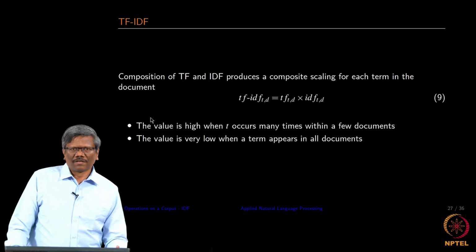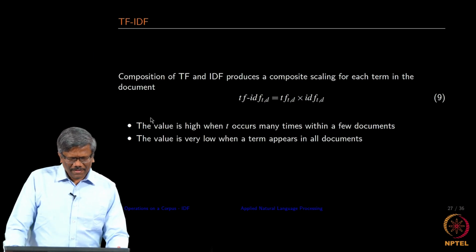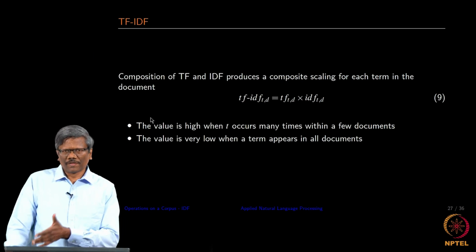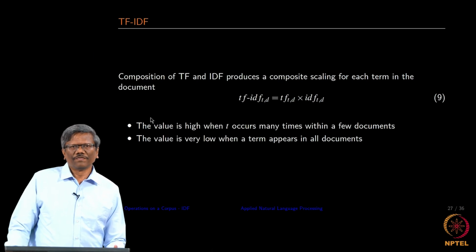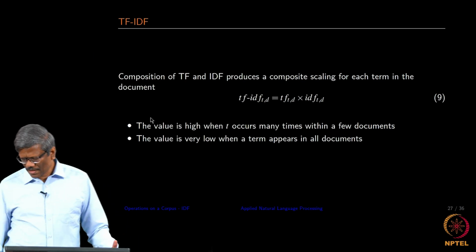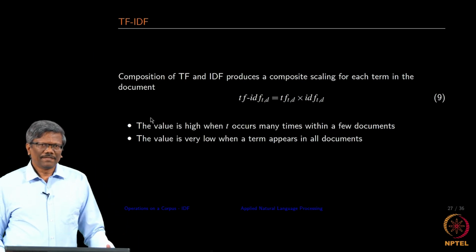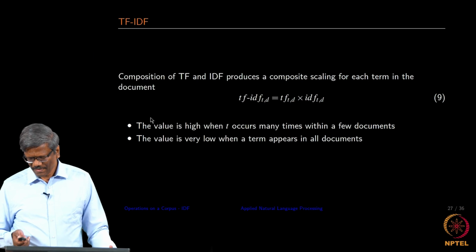This is very commonly used in information retrieval. In this case, the value of a term is very high if it occurs within a small set of documents. The value is very low when the term appears in all documents. So, that means TF-IDF is a very standardized technique that we want to use in the corpus collection.